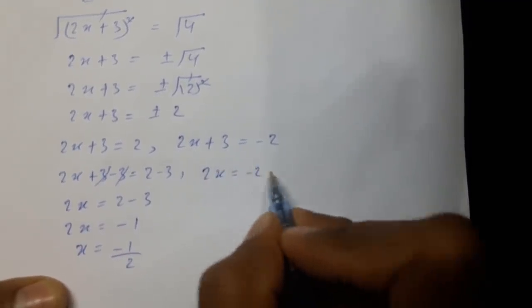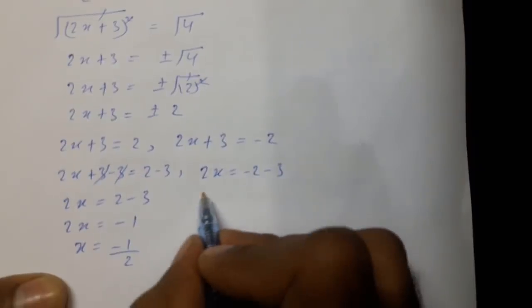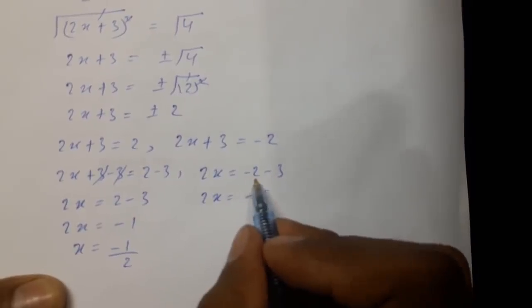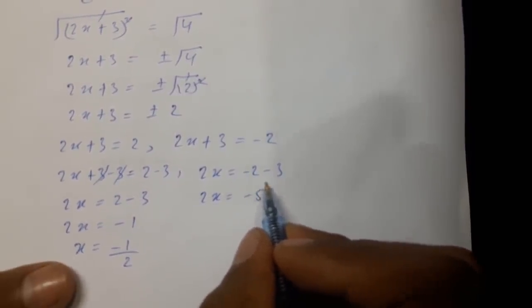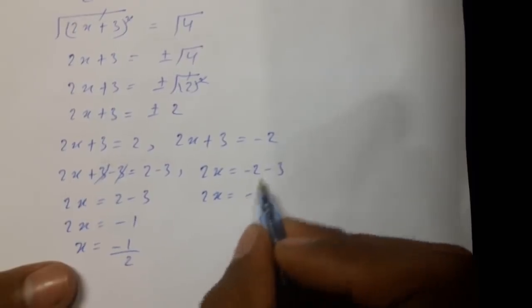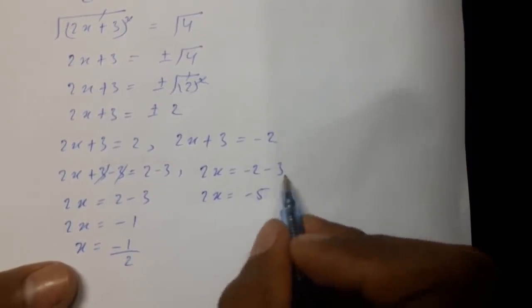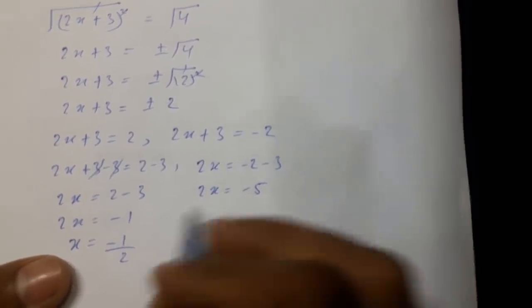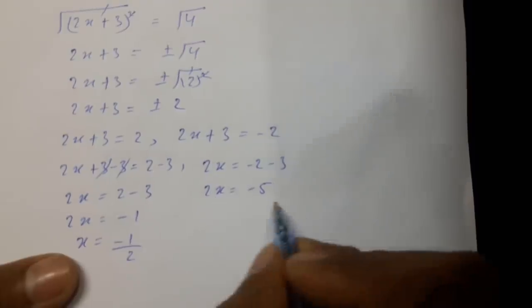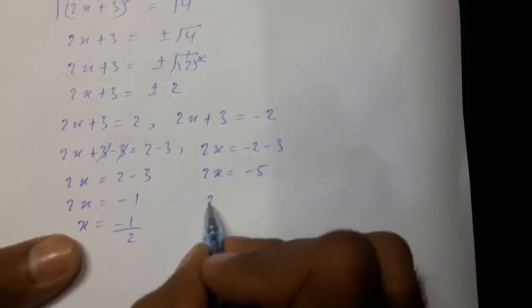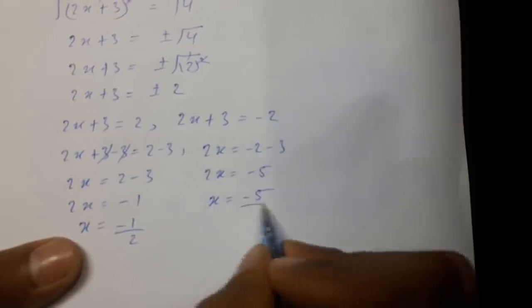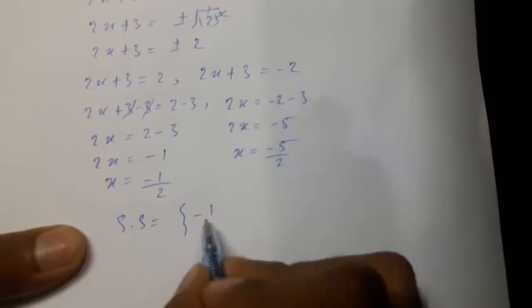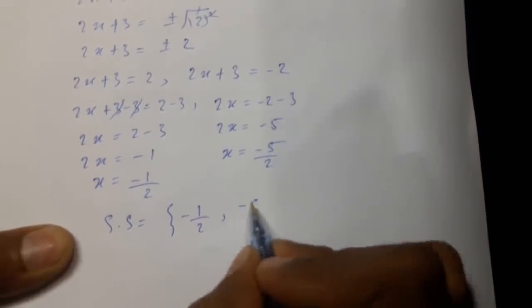2x is equal to minus 2 minus 3, and 2x is equal to minus 5. The two values have the same sign, so we add, but the sign stays the same. Minus 3 minus 2 will be added, but the sign will be minus. Since 2 is multiplying here, it will be divided there. So x is equal to minus 5 by 2. So the solution set is minus 1 by 2 and minus 5 by 2.